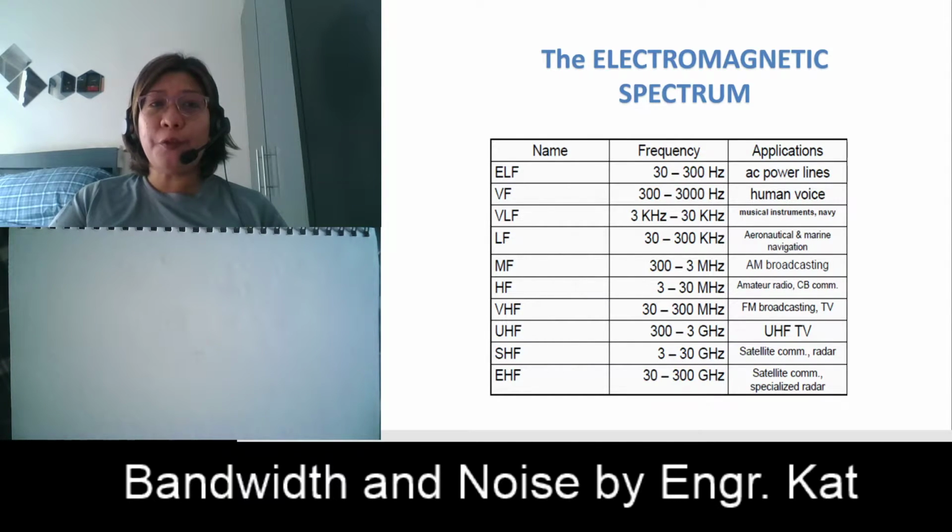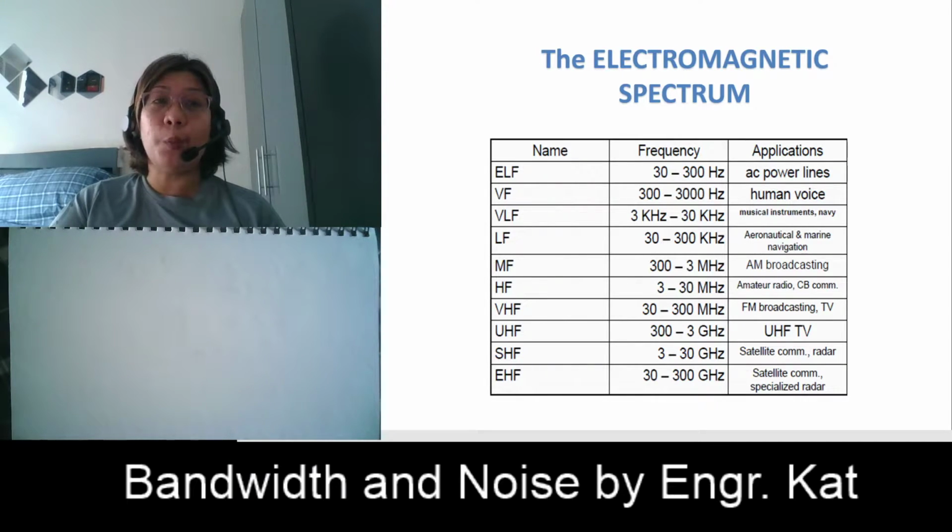These are the different divisions, the different parts of your electromagnetic spectrum. We will be starting from the extremely low frequency and going up to the extremely high frequency range. It is from 30 to 300 kilohertz.